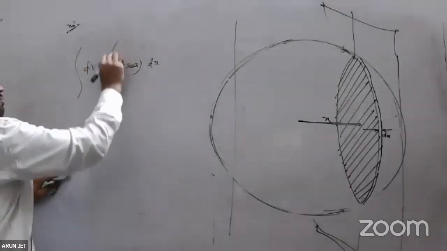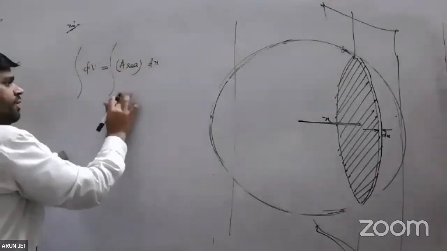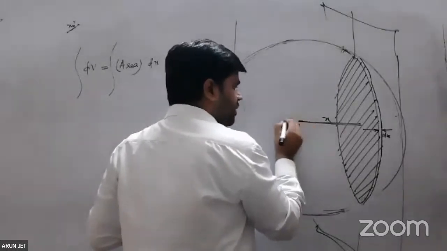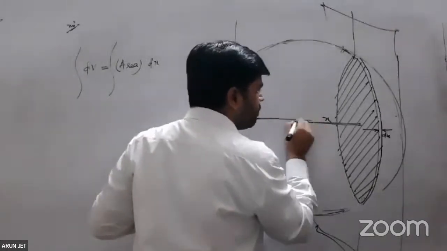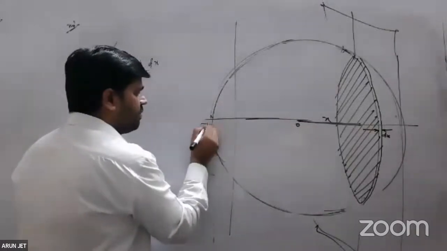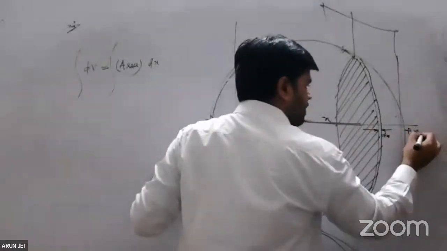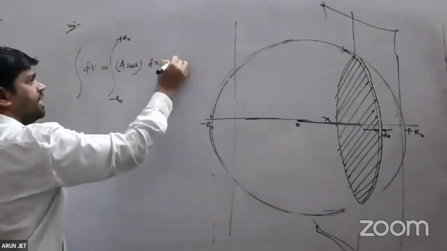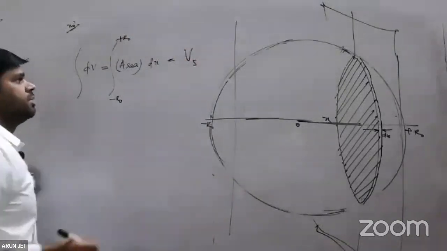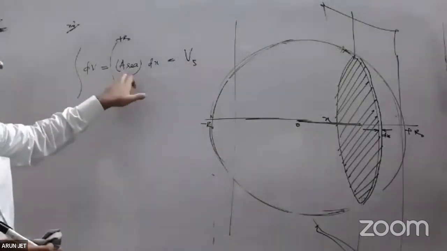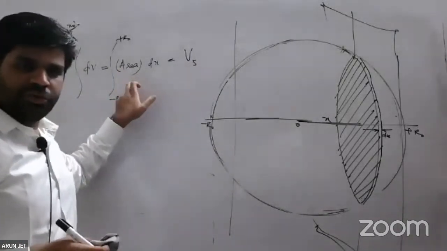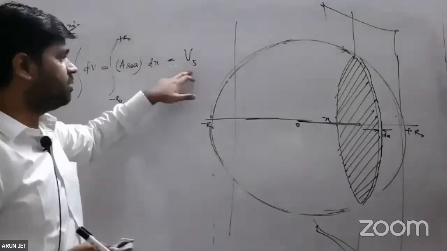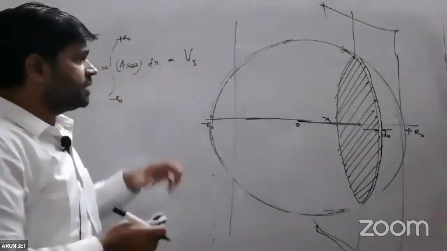If I sum it up, from where to where do I sum? This is my x coordinate. My coordinate is going from minus r naught to plus r naught. So if I integrate this from minus r naught to r naught, what I get is the volume of the sphere. Now all I have to do is plug in the area of the disk and integrate. What is the area of the disk?